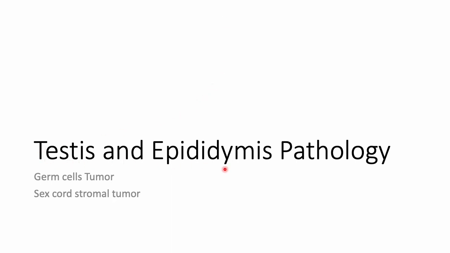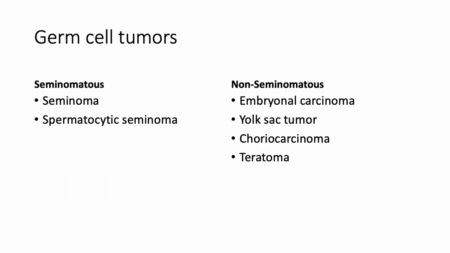Next, we go to the testis and its pathology. I'll only touch a little bit on germ cell tumor, and also Sertoli-Leydig stromal tumor. Germ cell tumor can be divided into two. This is not according to WHO, but usually we divide it into these two categories for easier understanding. So it can be divided into seminomatous and non-seminomatous germ cell tumor. Seminomatous is almost the same as the germinoma inside the ovary. Under it there is seminoma and also spermatocytic seminoma. And for the non-seminomatous, there's embryonal carcinoma, yolk sac tumor, choriocarcinoma, and also teratoma.